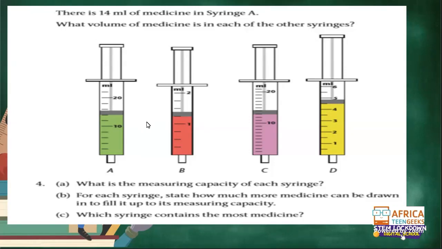All right, we're looking at A. For A, we have about 14 milliliters of medicine. How much more can be drawn in to fill it to its capacity? And we said the capacity is 20 milliliters. So how much more can be drawn in to fill it up to its capacity?